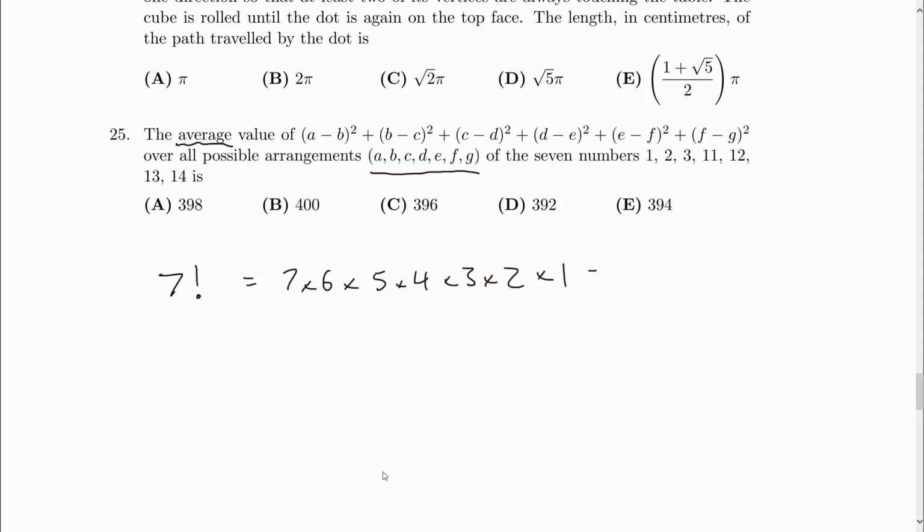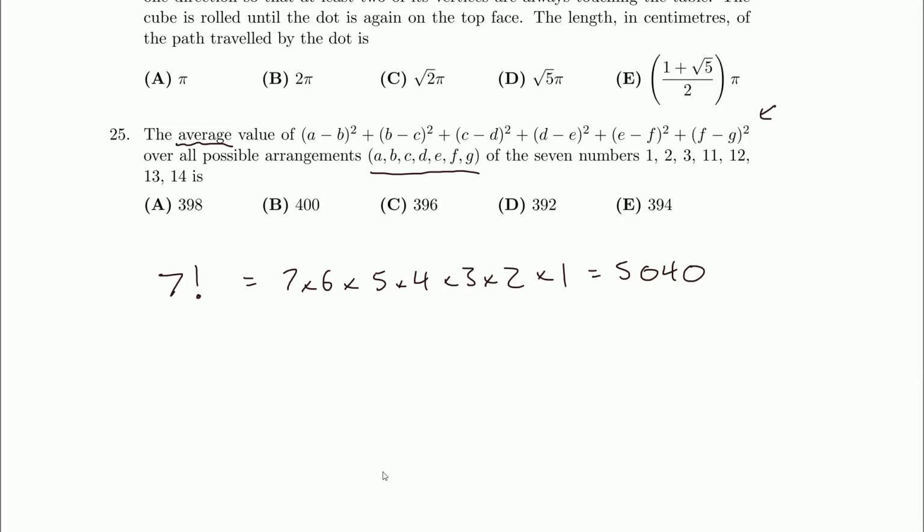Now, this happens to be 5,040. So it's a little big for us to actually work with, especially because the sums of all these squares is going to be bigger. But if we're smart and if we can reason about it, we might be able to reduce this. There's no way we can write out all 5,040 possible arrangements of these numbers and then take their differences and square them.